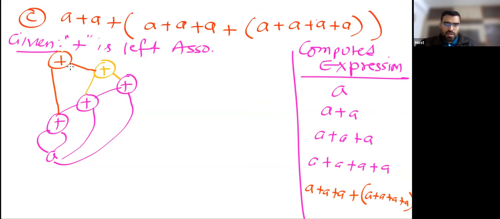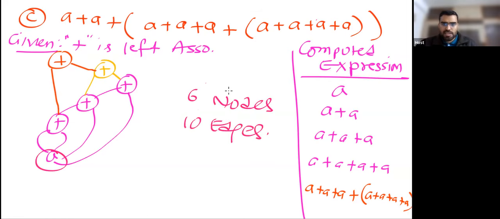So here, how many nodes do you have? Okay, so you have 6 nodes. And edges: 1, 2, 3, 4, 5, 6, 7, 8, 9, 10. So 10 edges we have. 6 nodes and 10 edges. Is this clear? Anyone has any doubt?